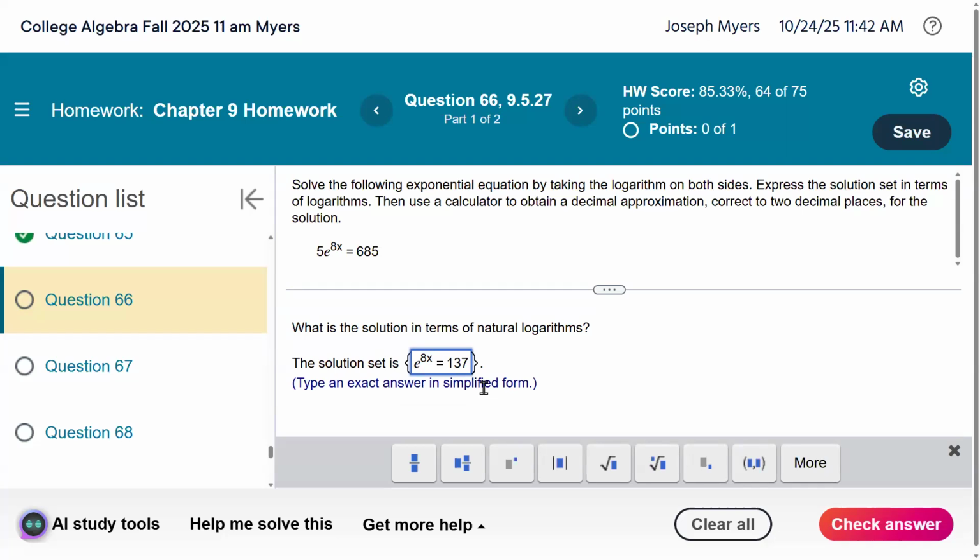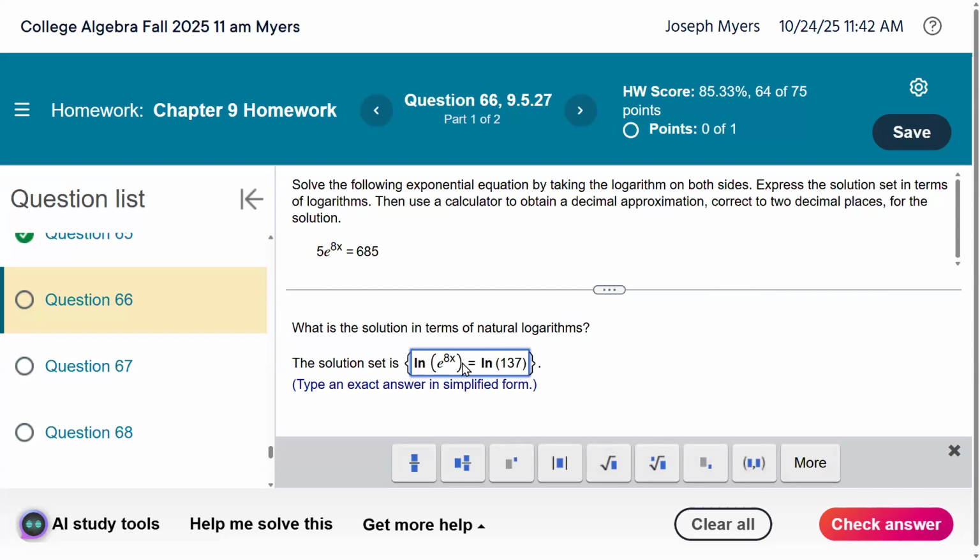685 over 5. So now the solution equation is e to the 8x equals 137. Okay, now I'm ready, and instead of doing log base 5 this time, I'm going to do ln this time. Because ln actually means log base e. So apply an ln to the left, boom, and apply an ln to the right, boom. Now ln really means log base e, and log base e crosses out base e.